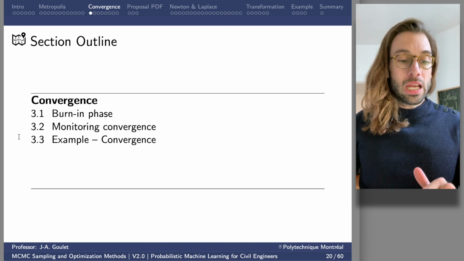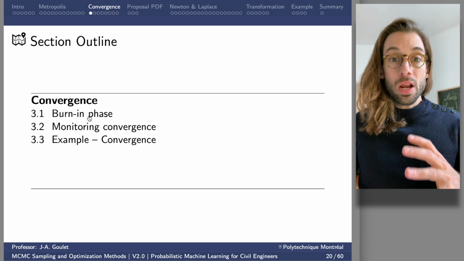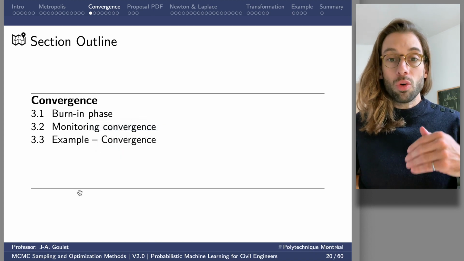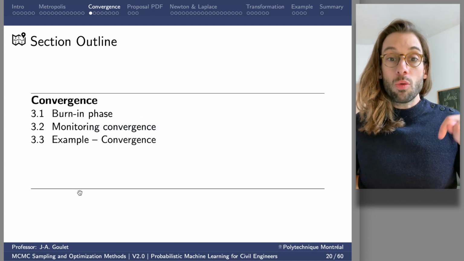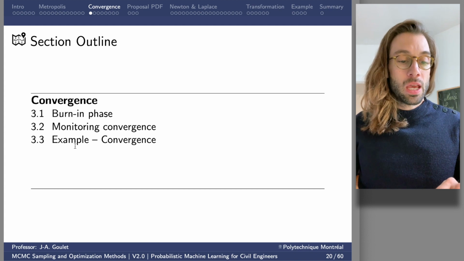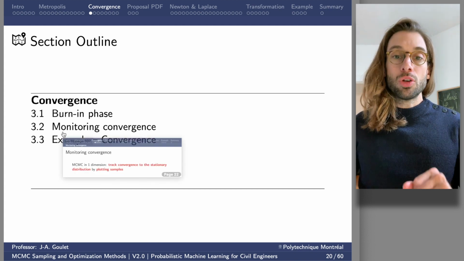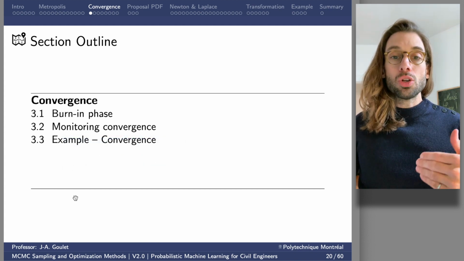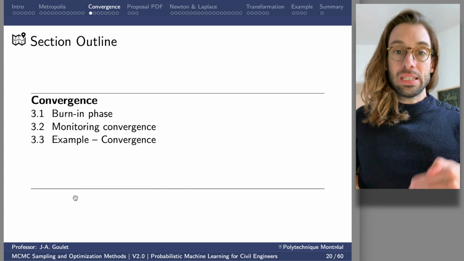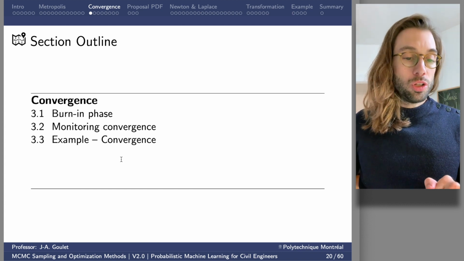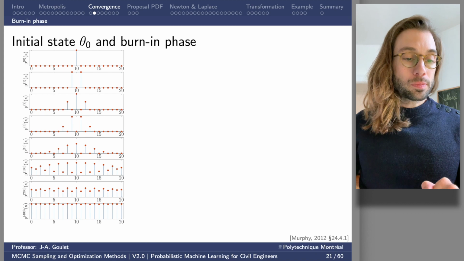To look at this, we're going to look at the concept of the burn-in phase, where we want to see what is the impact of where we initialize our chain. Then we're going to see how we can monitor the convergence. How can we measure whether I have taken enough samples? And finally, we're going to look at this through an applied example.